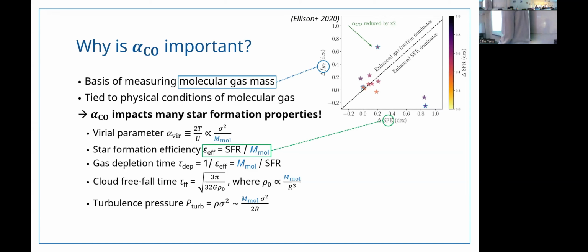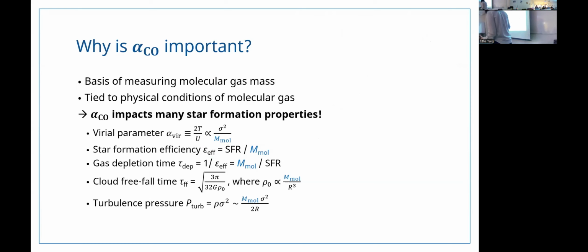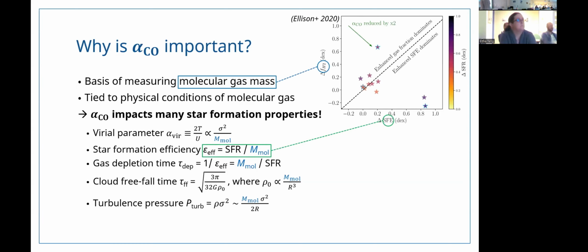So this means that alpha CO can have great impact on the estimation of these star formation properties. Just as an example here, this is a recent study that aims to distinguish whether the high star formation rates of starburst galaxy centers, like these data points, are more driven by higher molecular gas mass fraction or higher star formation efficiency. And it looks like most of the data points align pretty well on this one-to-one relation. So this would suggest that molecular gas mass and star formation efficiency probably contribute equally to the starburst.